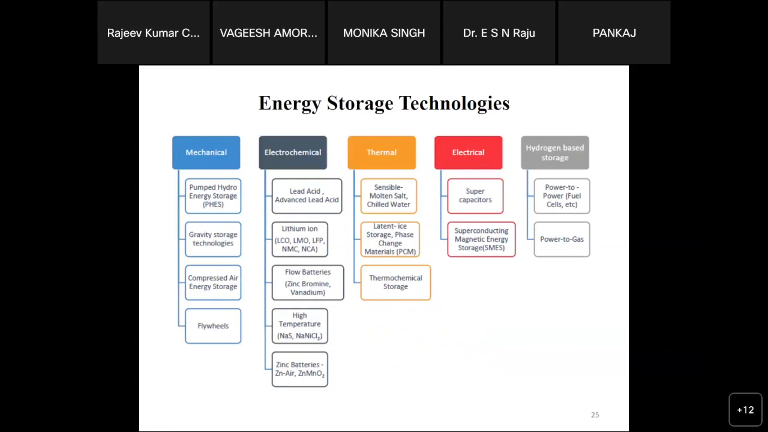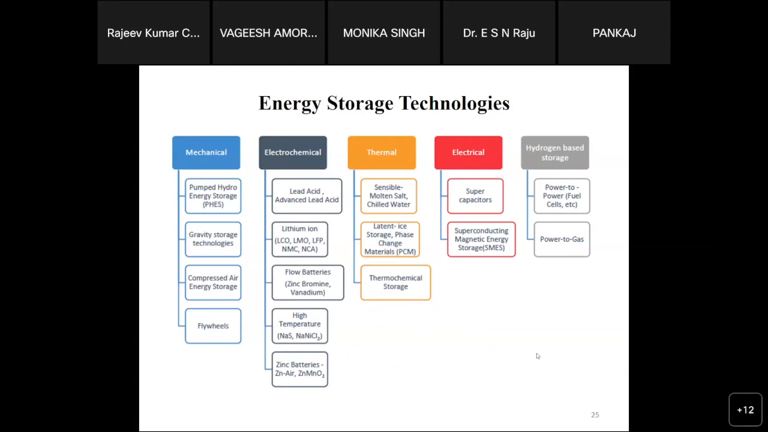So as we can see, we have the main types: mechanical, electrochemical, thermal, electrical, and hydrogen-based. So this is the recent trend nowadays. In the mechanical type, we have the different types like pumped hydro (PHES), gravity storage technologies, compressed air (CAES), and flywheels. So likewise, we have the different classifications of energy storage technologies.